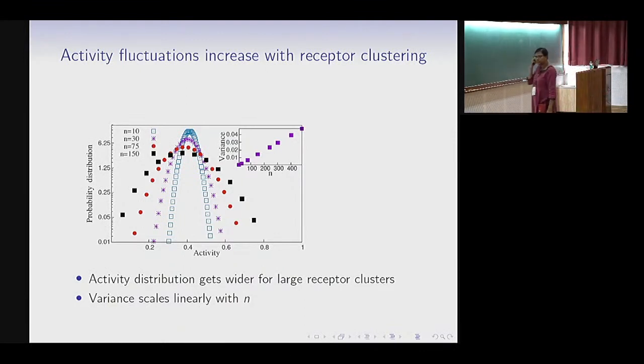Now these results are not really surprising, because as you have larger clusters, this also means you have fewer clusters, because the total number of receptors in the cell is fixed. So the total activity that you are calculating by summing over the activity of all the signaling teams, now you are summing over a smaller number of signaling teams. So the fact that variance grows with n linearly is nothing but the central limit theorem. Although in those experimental papers it has not been mentioned, I think it is pretty easy to see why one would expect more noise when the receptor clusters are larger.